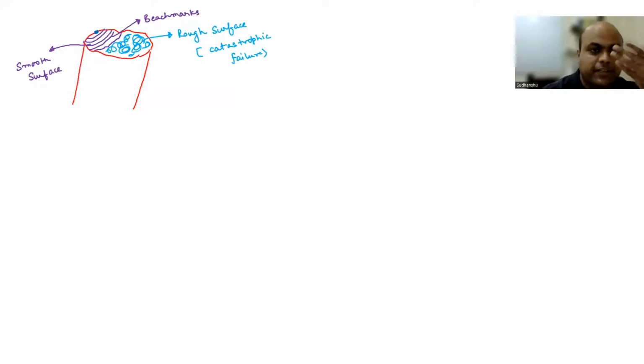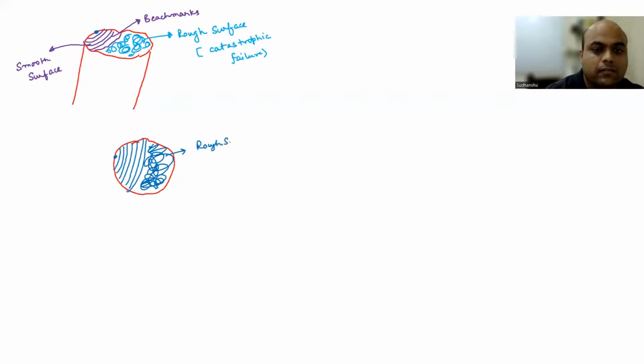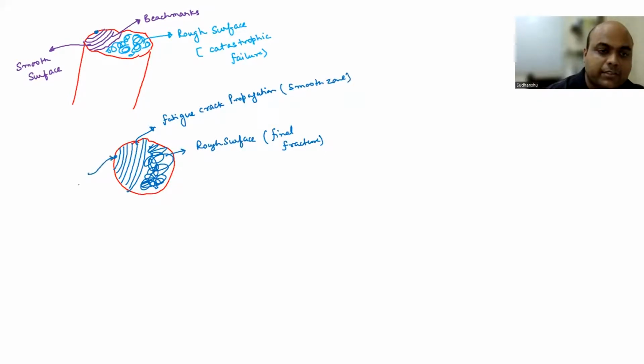Now if you see the top surface, where you have fractured the sample, somewhere here you are going to have an initiation site, say it initiated here. Then you are going to observe beach marks, and finally fracture, a rough surface like this. So this is your rough surface, the final fracture. These are your fatigue crack propagation, smooth zone. And here your crack has initiated.